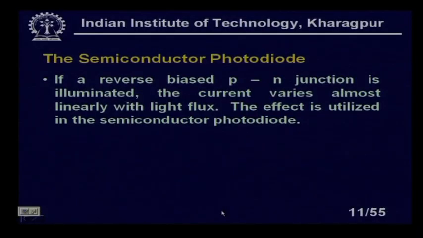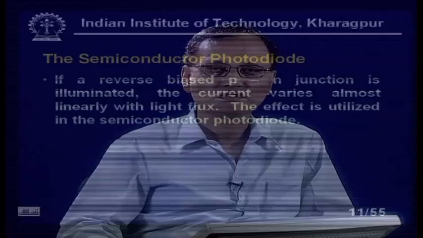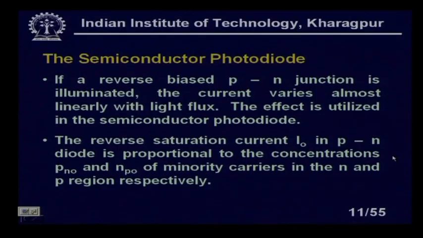If a reverse bias PN junction is illuminated, the current varies almost linearly with the light flux. This effect is utilized in the semiconductor photodiode, right. The reverse saturation current IO in a PN diode is proportional to the concentration PNO and NPO of minority carriers in the N and P region respectively.